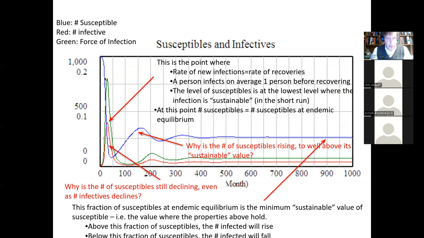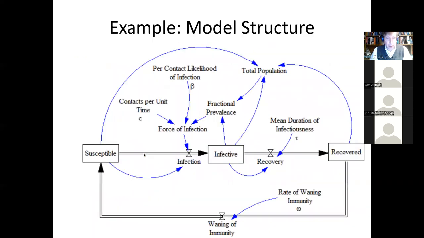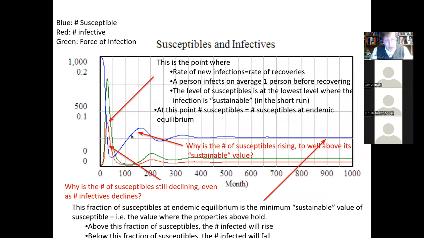The number of susceptibles comes down at first. I asked you why, and you told me it's because people are getting infected. And I said, yeah, more people are getting infected per day than are waning immunity per day, and so it's dropping. Outflow is greater than inflow. That's why it's dropping.